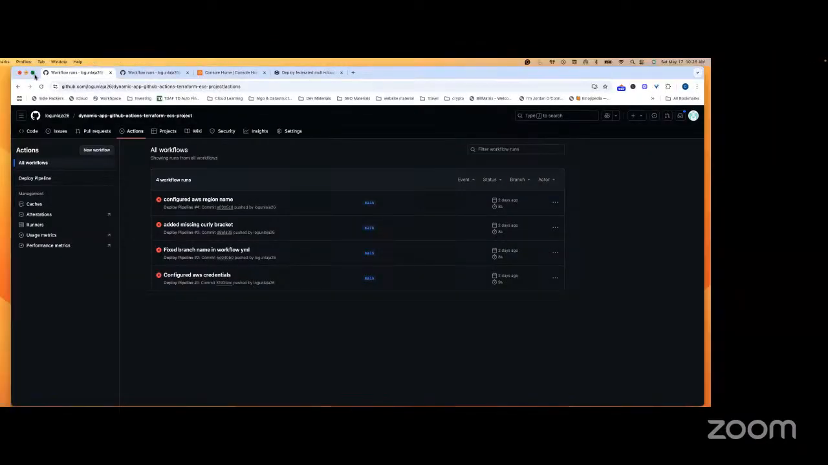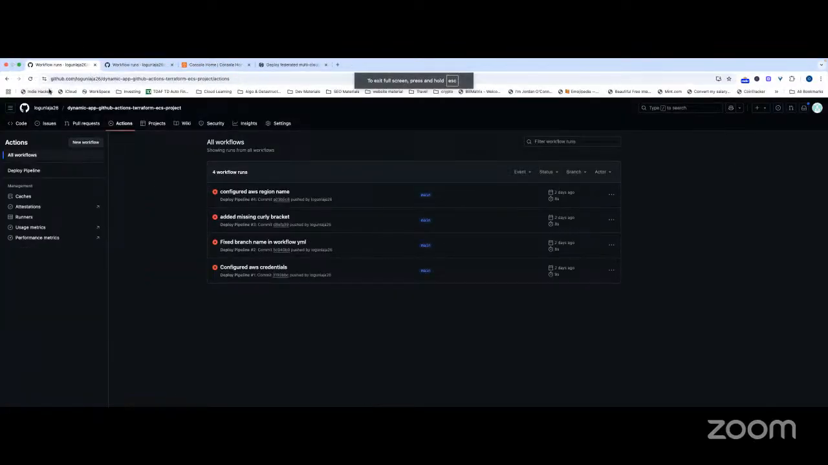Do you see my screen? Yeah. So when I get to the part of running the YAML script in GitHub, as far as the deployment, I'm getting this configure AWS region name error, and I saw another authentication issue, but I retried it this morning and I got this error message.